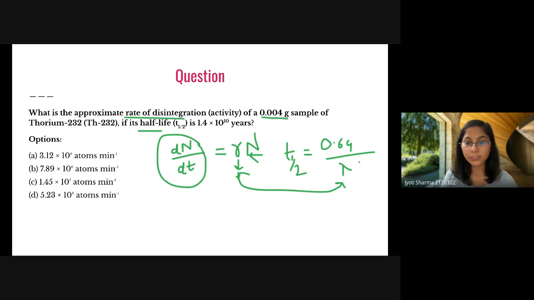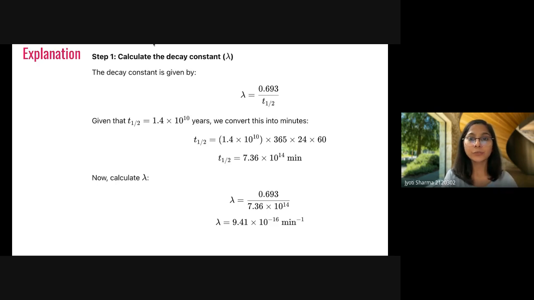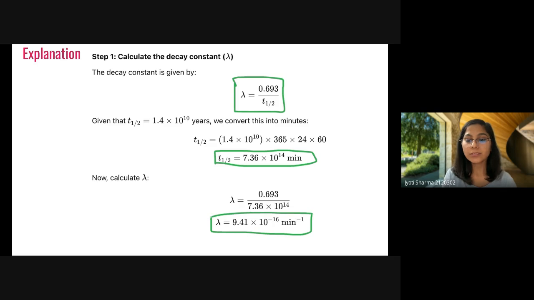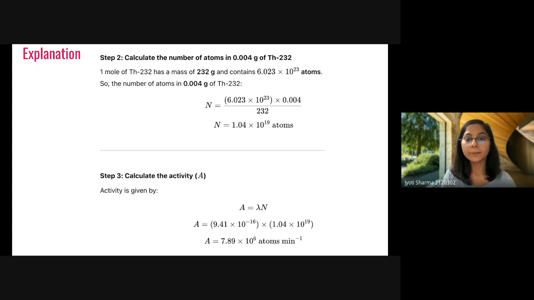Let me show you the answer for this. This will be B, and as I told you, we have the decay constant. This decay constant is 0.693 upon half life, and half life is already given in your question. So this is how you can calculate the decay constant. Now if I go to the next one, as I told you, we have the sample in grams, but we want the number of atoms, right?